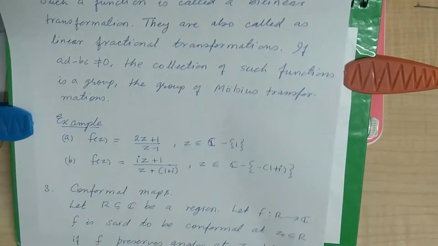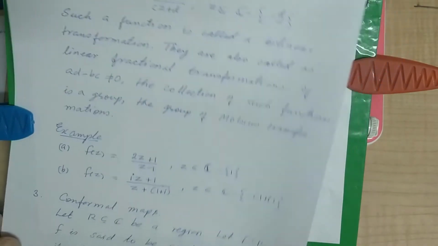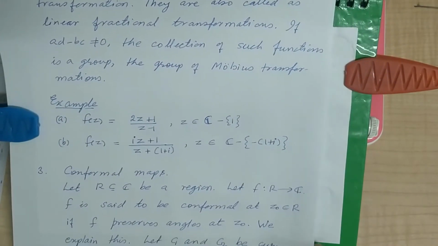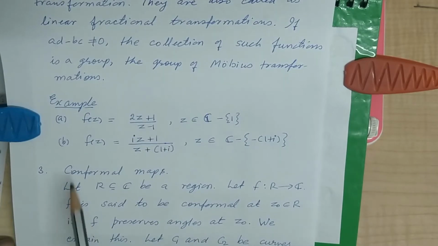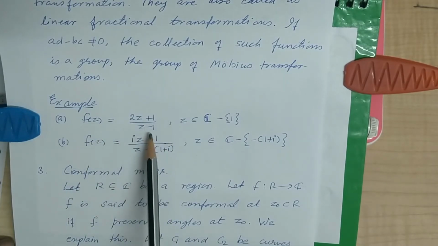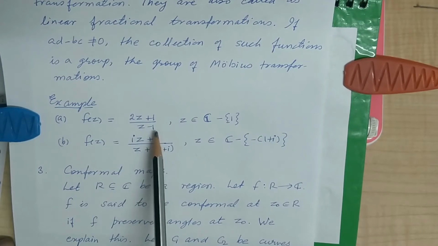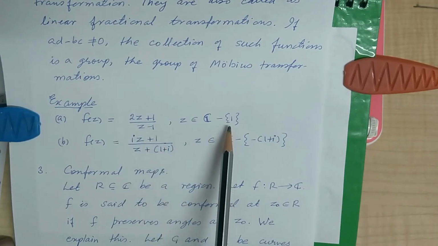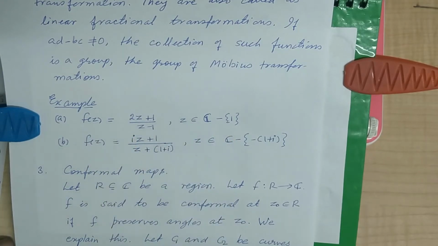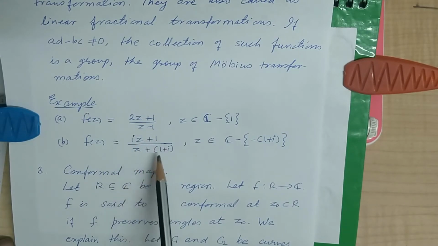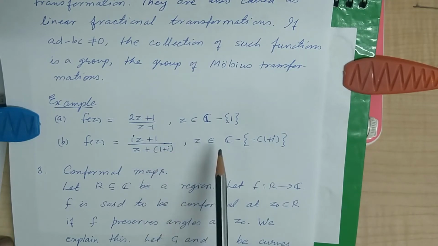Some examples of bilinear transformations. So here I've mentioned two very simple examples, f of z equal to (2z plus 1) upon (z minus 1). So looking at the denominator, one has to skip this value 1. So this function becomes well defined. Similarly, in this particular example, (iz plus 1) upon (z plus i plus 1), one has to take care to omit the negative of this number from the domain.